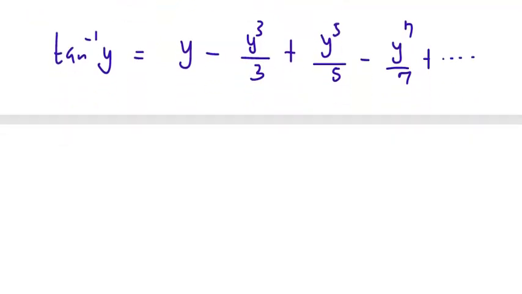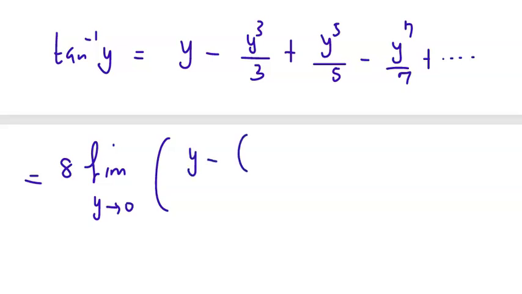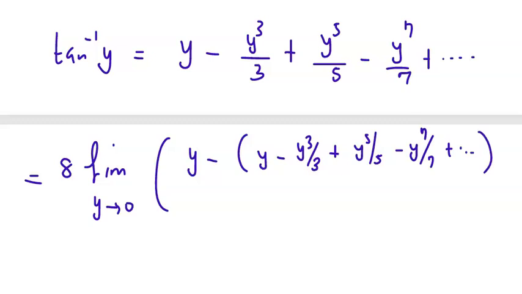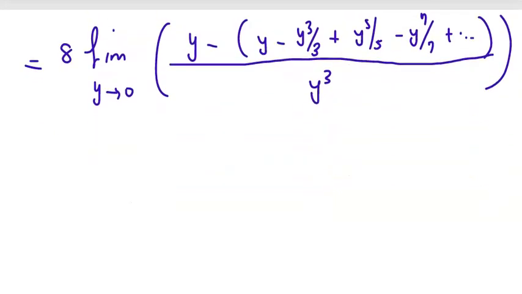So in our limit now, this is equal to the limit as y approaches 0, and don't forget the 8 outside. So this is going to be y minus the power series, y minus y cubed over 3 plus y to the power of 5 over 5 minus y to the power of 7 over 7 plus, and so on. Then everything is divided by y to the power of 3. Opening the bracket, the signs will change. Yes, the signs have changed.